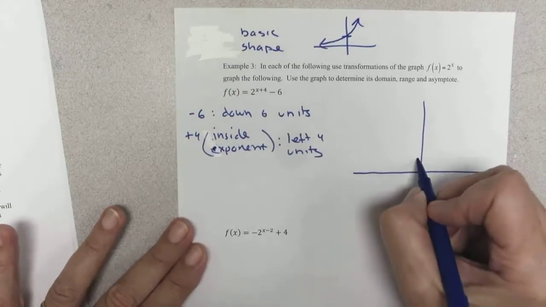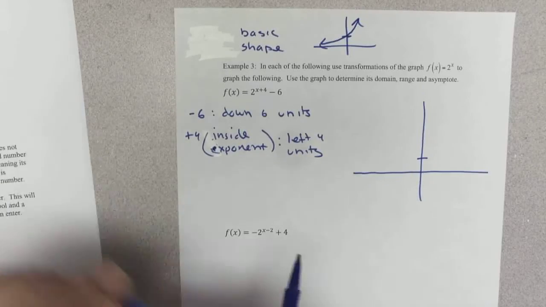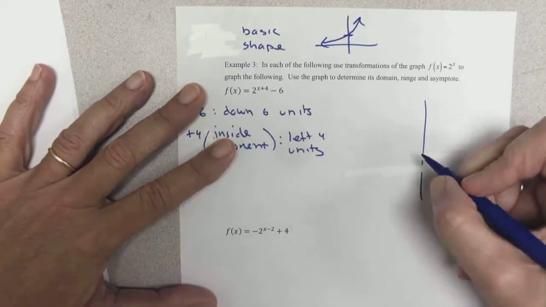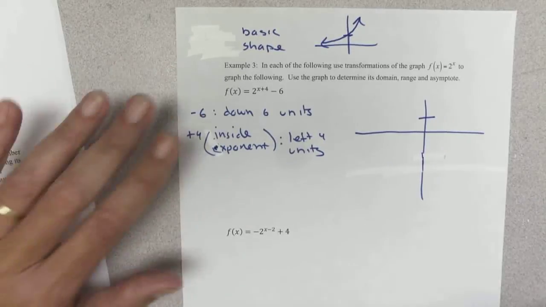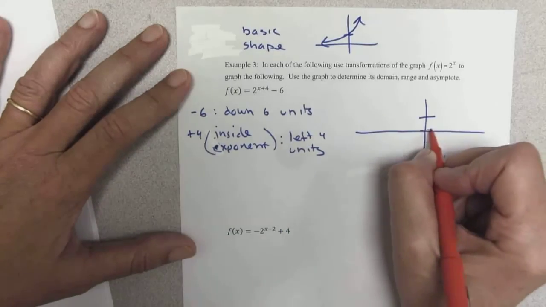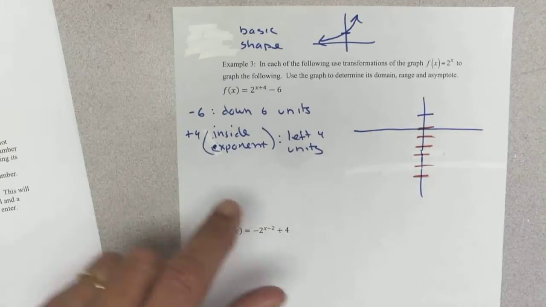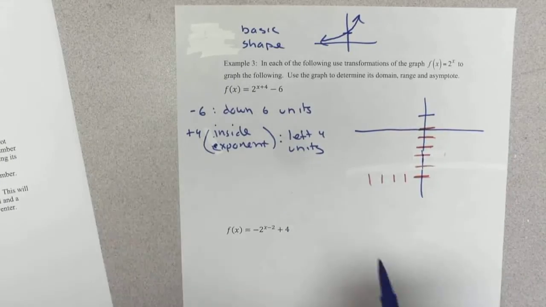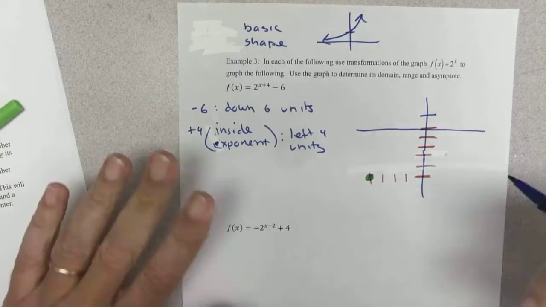So we think about that 0, 1 point. We're going to go down 6. I'm going to think ahead a little bit. Since I have to go down 6, let's start up much higher. So there's that 0, 1 point. We're going to go down 6. I'll do my counting in red. 1, 2, 3, 4, 5, 6. And left 4. 1, 2, 3, 4. There's that new point, and I guess we'll graph things in green again. So down 6, left 4.